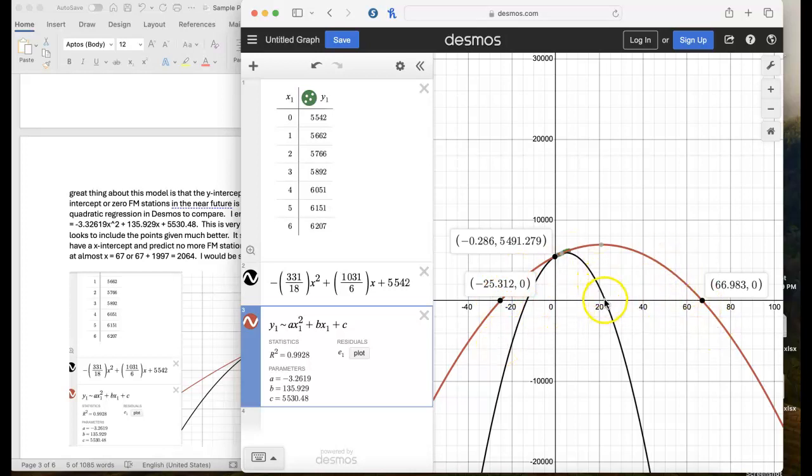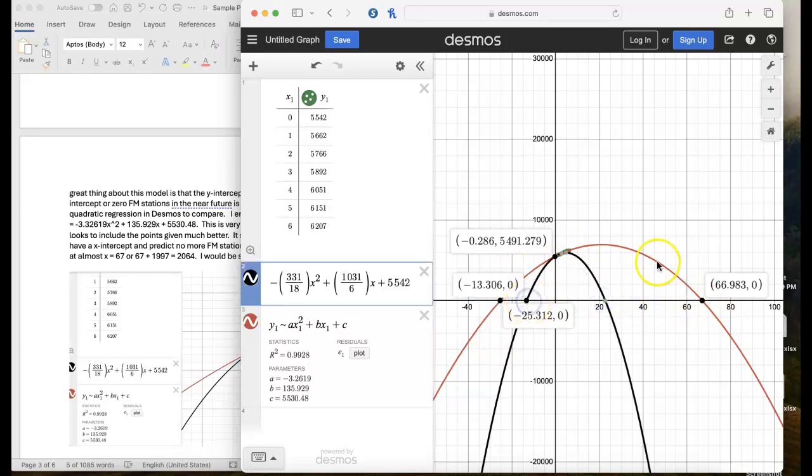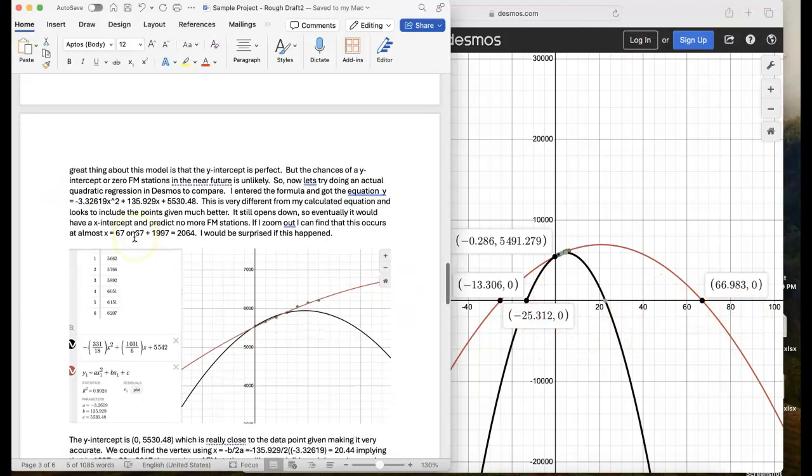They're definitely very different from the one I calculated. It definitely has a more likelihood of being accurate, but still not very likely that in 66 years from 1997 that it's going to be 0. So I talked about all of those intercepts.